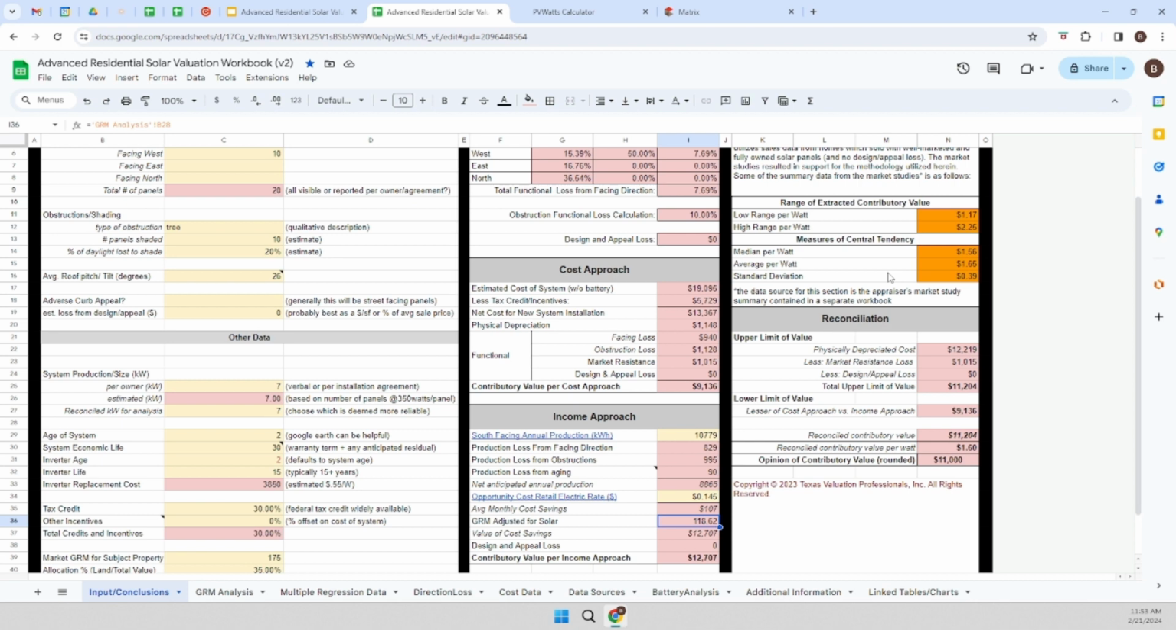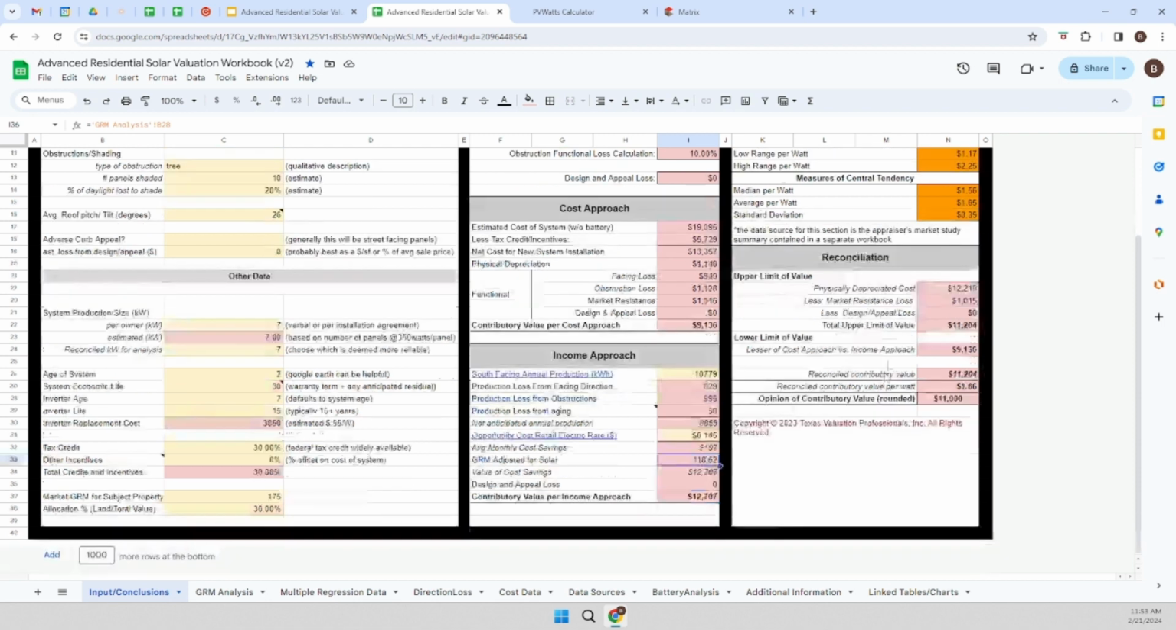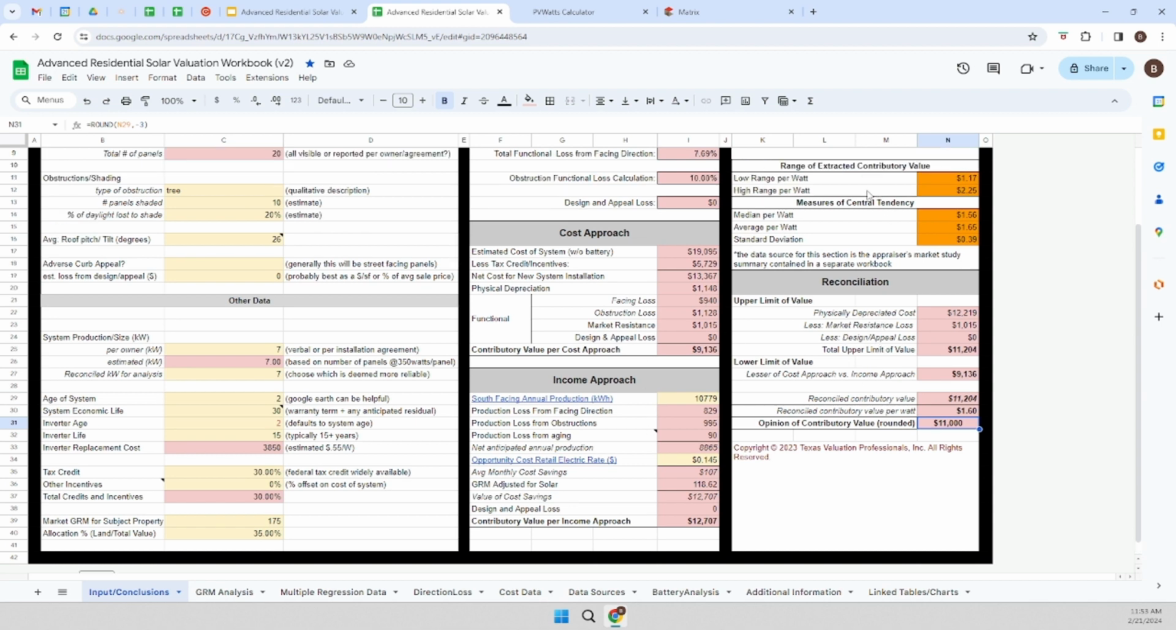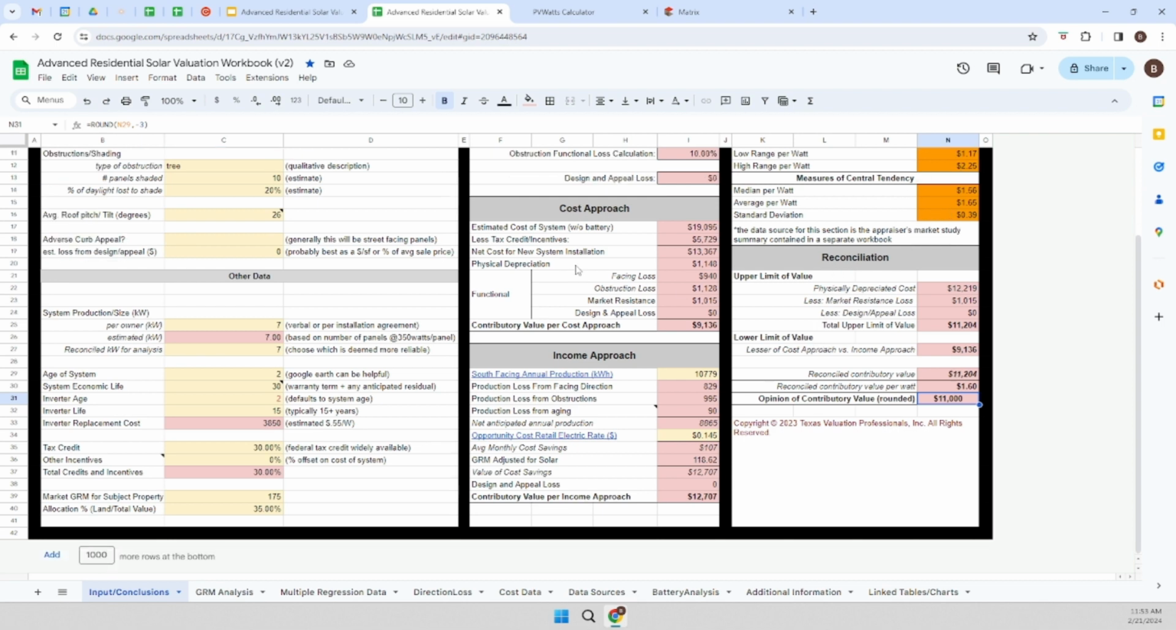I essentially have used my sales data relative to my income, just like I talked about in the third video. And essentially, I've been able to reconcile through that substitution an upper limit and lower limit of value, and have a market contributory value of $11,000, because implicit in both of these is all that market research that I've done, which is tied to these numbers right here. So that's how that works.